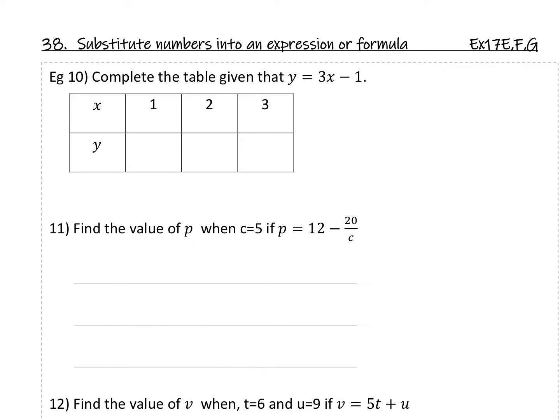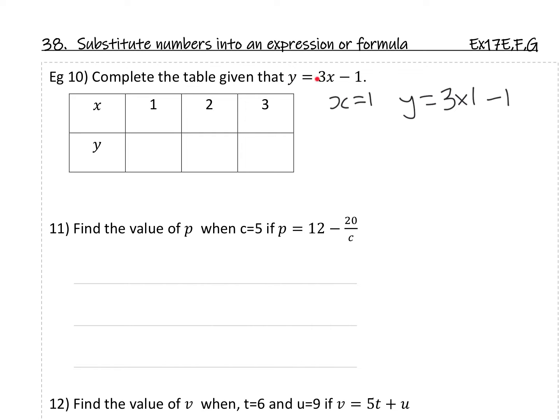Substituting numbers into an expression or formula. Pause the video and have a go at example 10. We have to complete the table given that y is equal to 3x minus 1. The first value in the table is when x is 1, and we'll have to find out the y value. So if x was equal to 1, y will be equal to 3x minus 1, but x is going to be 1. So y is going to be 3 times 1, take away 1.